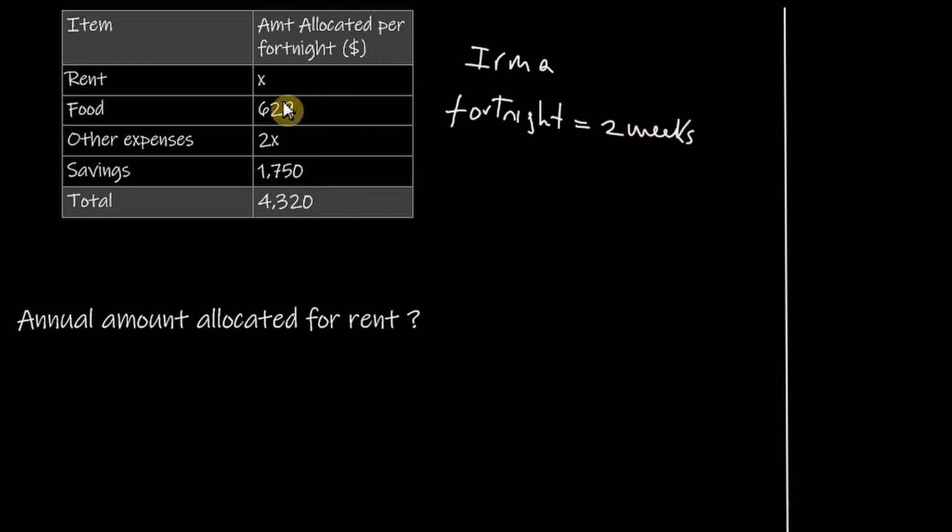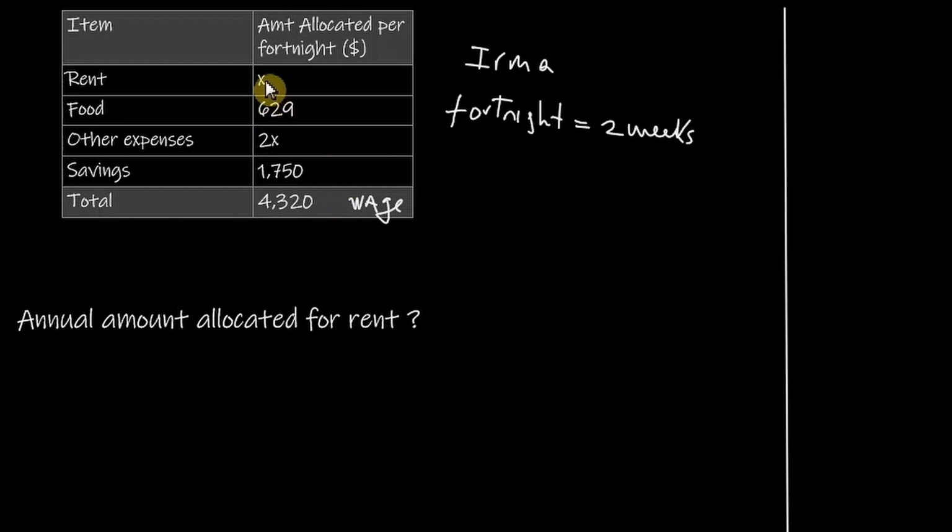So in any fortnight, Irma allocates her wage as follows. She allocates X for rent, $629 for food, 2 times X for other expenses, and she saves $1,750, giving a total of $4,320, which is her fortnightly wage. So what is Irma's annual allocation for rent?